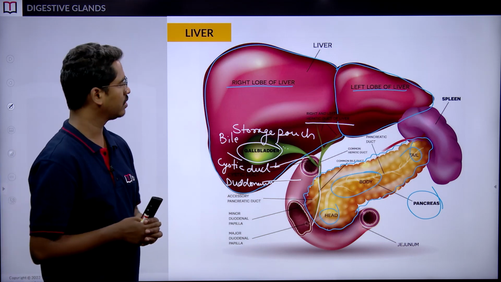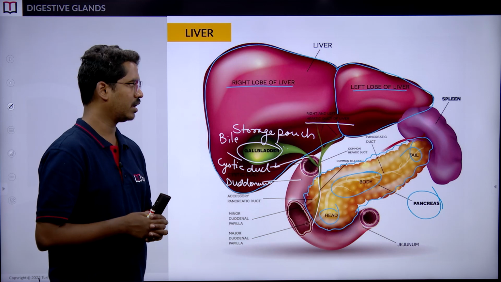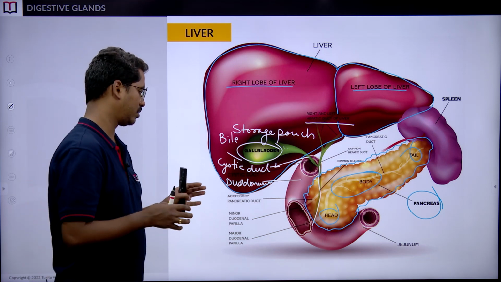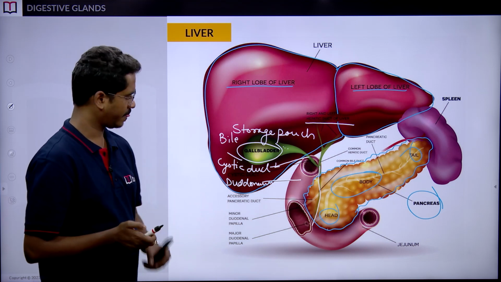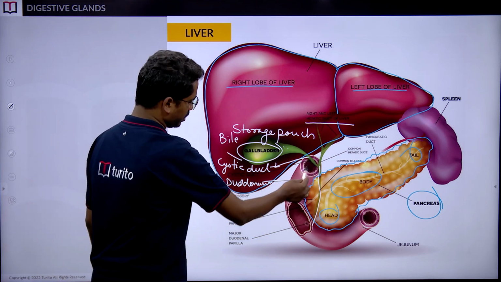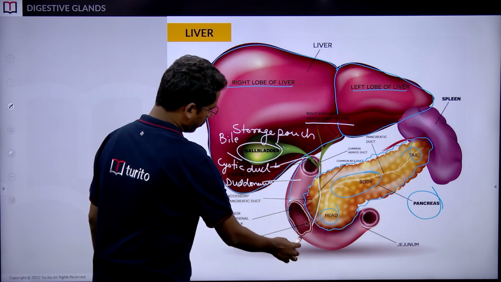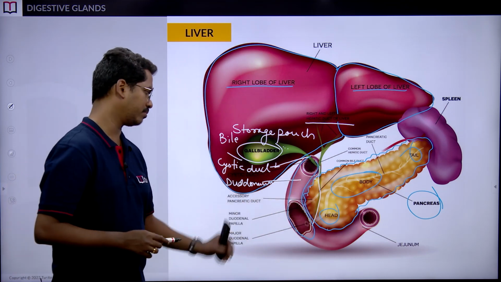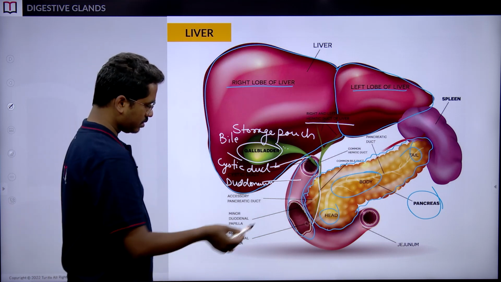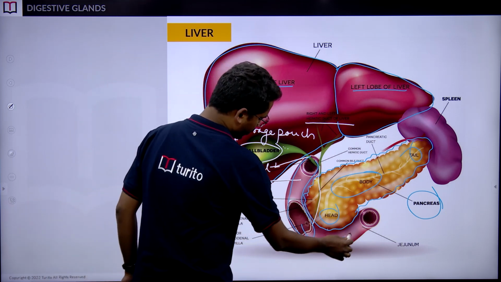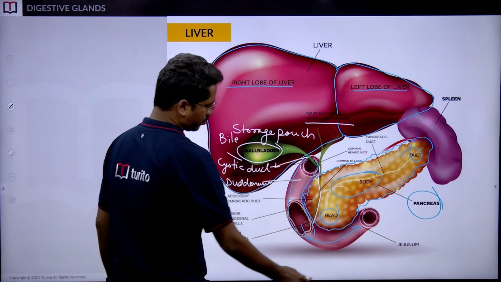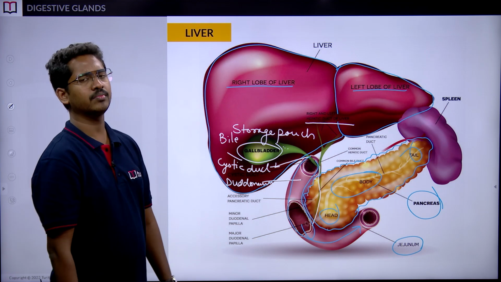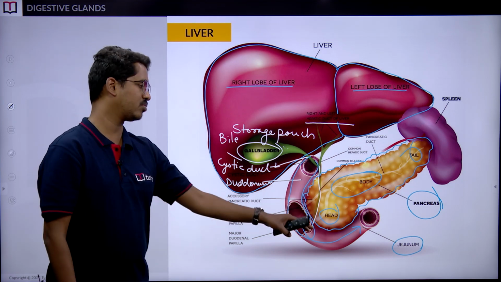So, that is the right lobe of liver, left lobe of liver, right. This is all about the structure of the liver. Now, when the digestion is completed in the duodenum, you would see that the digested components further pass through this region, and this is the jejunum. Hope you know what the jejunum is. Can you drop in the chat box what the jejunum is?